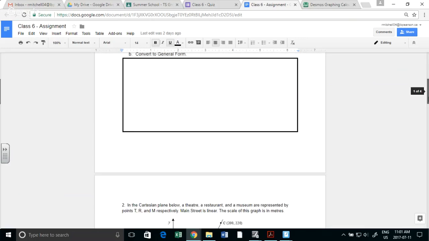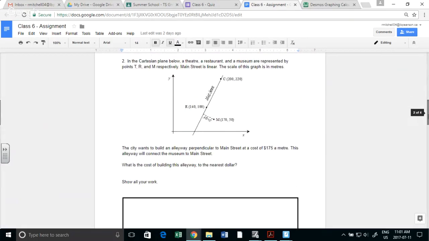So you could do this problem already. It says that the city wants to build an alleyway perpendicular to the main street. Now, as soon as you see perpendicular, there are two different tools that you have. Before you only had one, the slope. But now, when we're doing distance point to line, we are finding the perpendicular distance between the point and the line. So when they say perpendicular, we're thinking of those two different tools, okay?